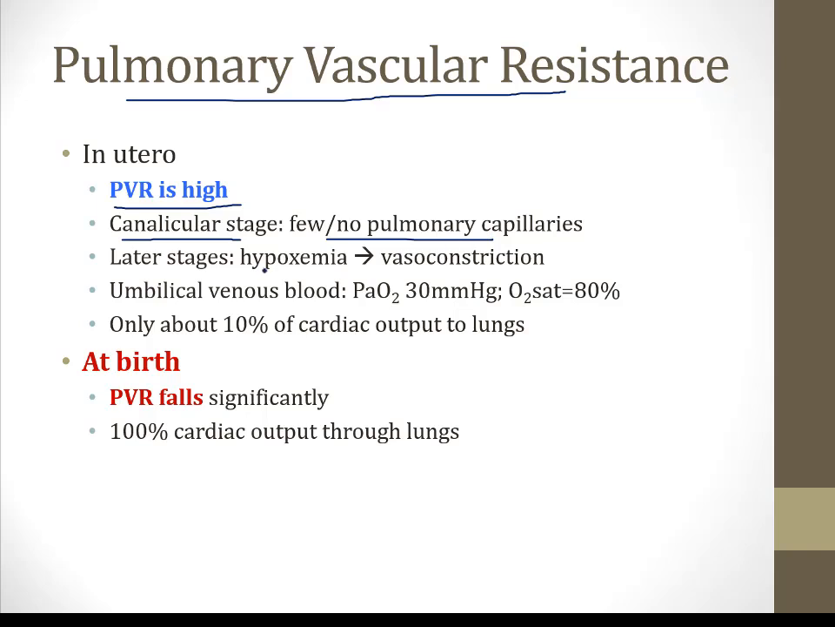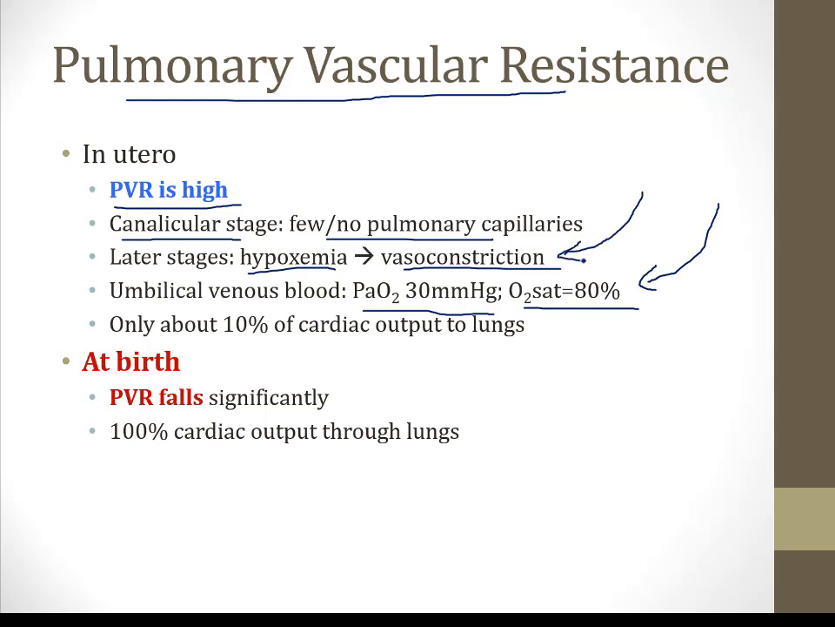In the later stages of development, even though the lungs may have formed, there's relative hypoxemia, and this causes pulmonary vasoconstriction. For example, let's give some numbers here. In the umbilical venous blood, the PaO2 is about 30 compared to 90 or 100 in someone with normal functioning lungs after birth. The O2 sat in utero is about 80% compared to about 99%, which is normal. So there is relative hypoxemia in utero, and that leads to pulmonary vasoconstriction.